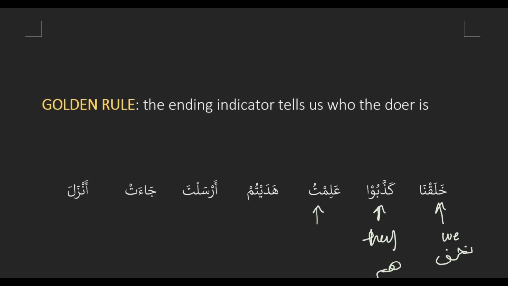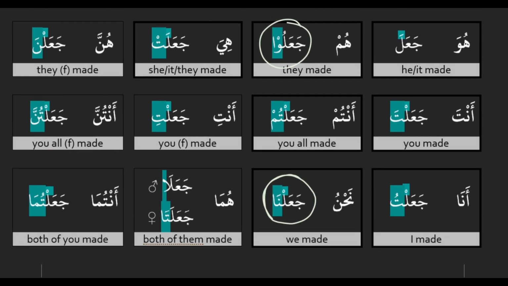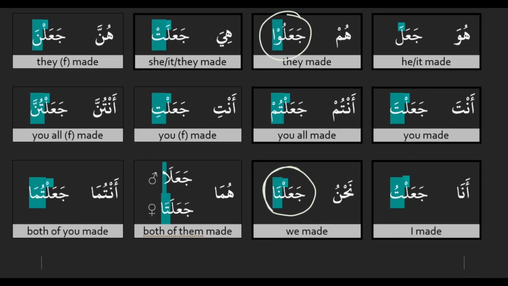Okay, what about alimtu? So alima is the base. Alim two is the ending indicator, the sukun and the two. So two. Oh, it's right here. I. Yeah, the ana form, or I. So the inside doer here is I, or ana.